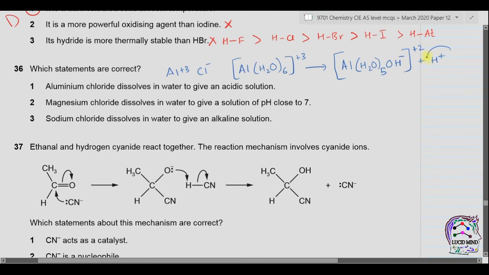So because of the presence of this H plus ion, the solution becomes acidic in nature. So it says aluminum chloride dissolves in water to give an acidic solution. So yes, this is correct. Number 2, magnesium chloride salt dissolves in water to give a solution of pH close to 7. As we know, magnesium chloride does not react with water, it is just converted into ions, magnesium ions and chloride ions. So there is no effect on the pH. So this is also correct.